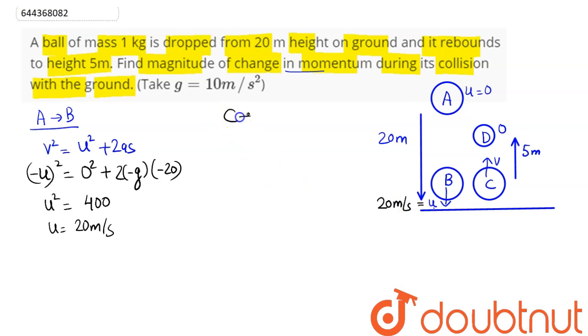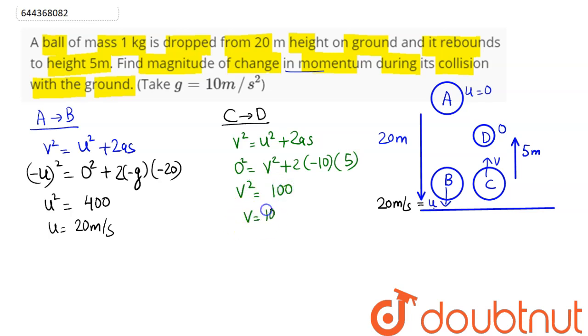Now from C to D, the equation comes out as v square equal to u square plus 2as, where the velocity at the highest point is 0. Here acceleration is minus g, that is 10, and s is plus 5. So v square comes as 100. So v comes as 10 meter per second, that is the velocity at C.